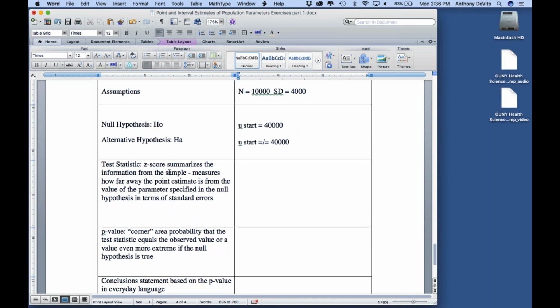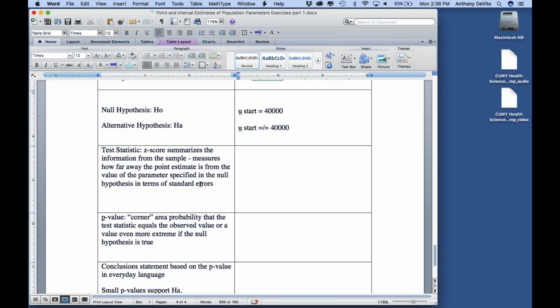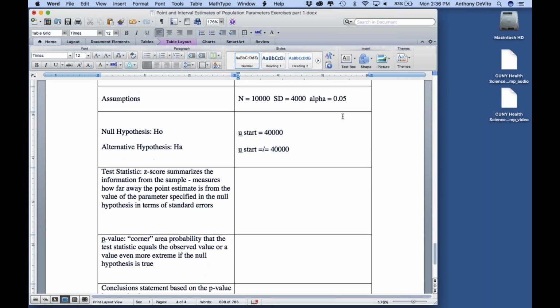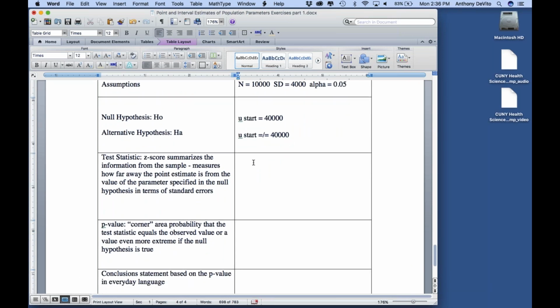Okay, so now the test statistic Z is going to summarize that information, right? But before I do that, I'm also going to choose what my alpha is, what my acceptable level of error is. Okay, anybody want to propose what that might be? How about 5%, 0.05, right? So we want the probability that we're going to be wrong if we reject the null hypothesis to be less than 5%, 0.05. Okay, so let's calculate our z-score.